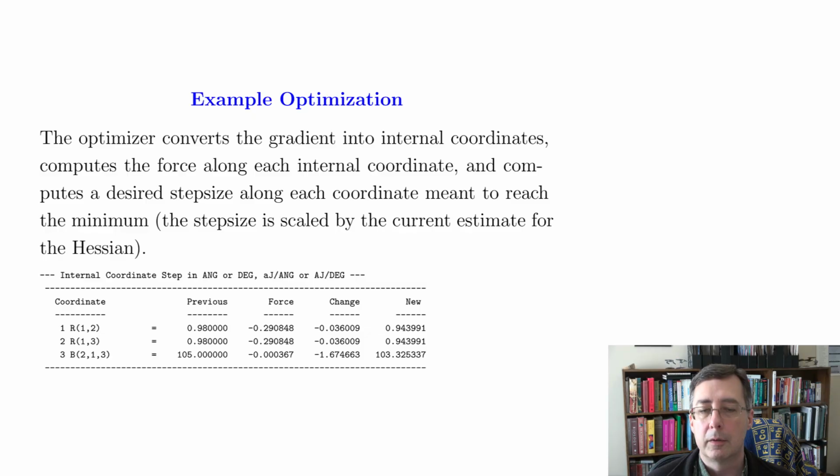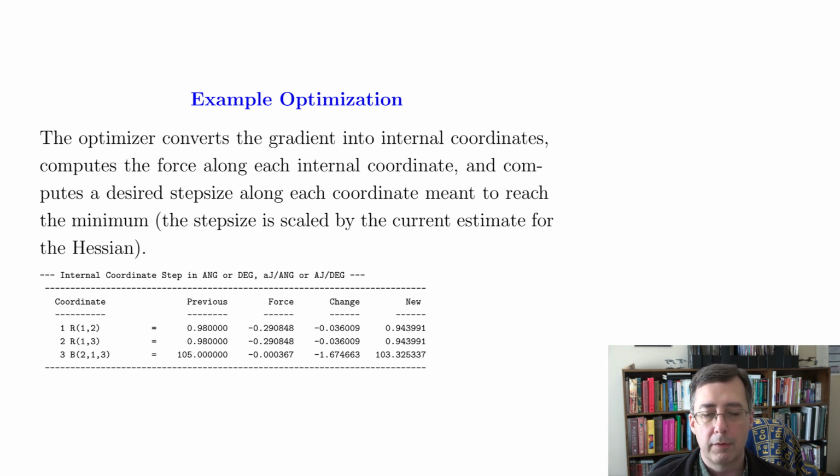Now, the optimizer is going to take that gradient and it's going to convert it from Cartesian coordinates into the internal coordinates. So it's going to see what's the gradient of those 2 OH bonds, and then what's the gradient in the angular direction. It'll compute a force along each of those coordinates, and then based on the force and the guess Hessian, it'll compute a step size in that direction, and then it will take a step and it'll change the geometry of the molecule.